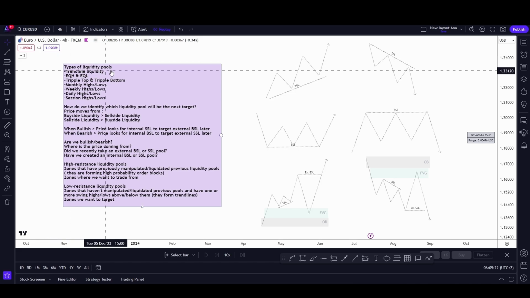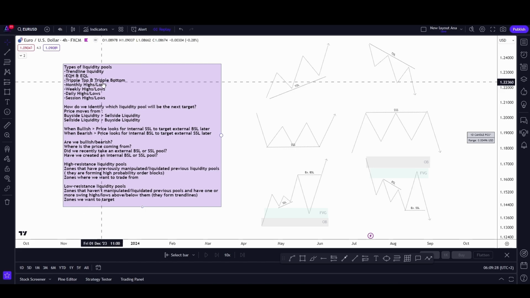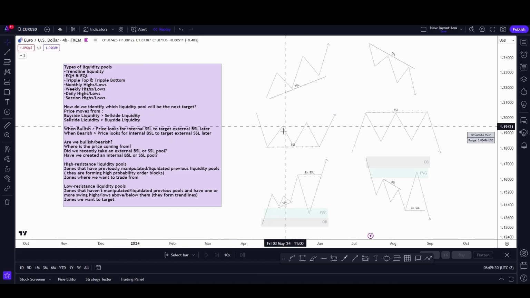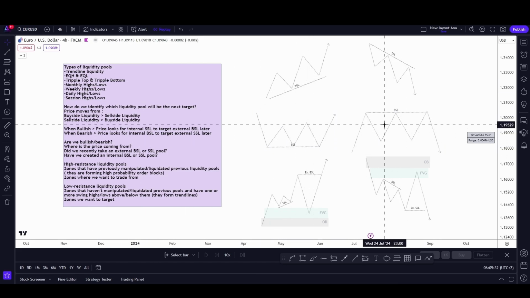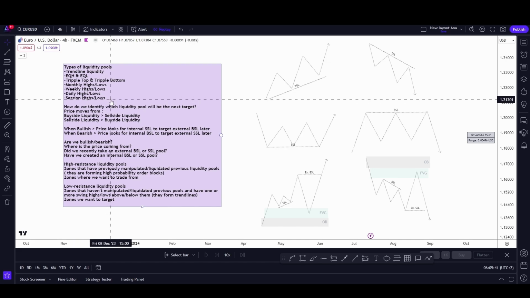And what are the types of liquidity pools that we have? We have trend line liquidity, we have triple tops and triple bottoms. So this is a triple bottom, this is a triple top. We have monthly highs and lows, weekly highs and lows, daily highs and lows, and session highs and lows, which is telling us that we have liquidity everywhere.